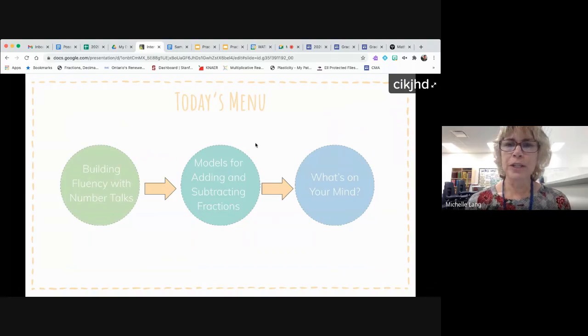On today's menu, we are going to start with building fluency with number talks related to addition and subtraction of fractions. Then we will look at some models for adding and subtracting fractions, and we will see what's on your mind.